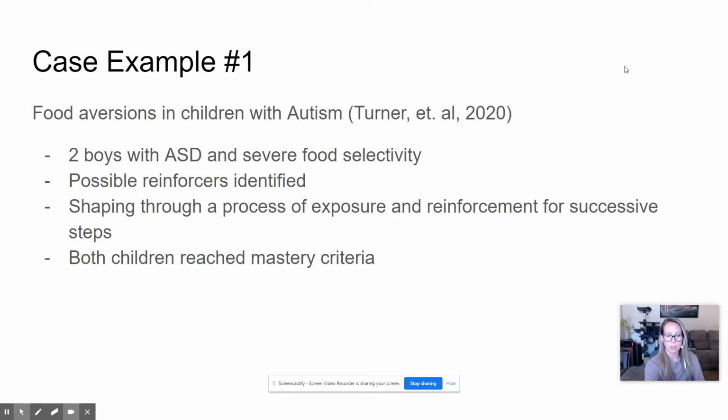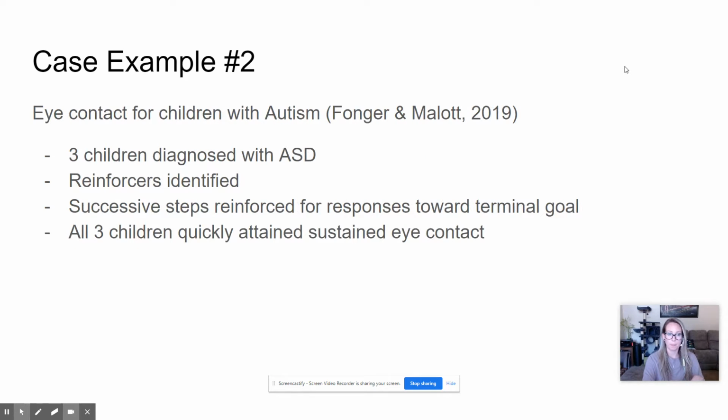Later generalization trials focused on building the food repertoire, showing novel foods. They were each able to reach between 11 and 17 different foods, and it took between 60 and 79 sessions for the boys to reach mastery with this procedure.